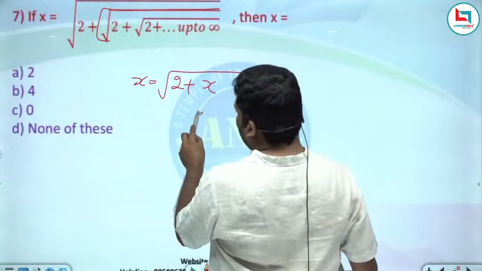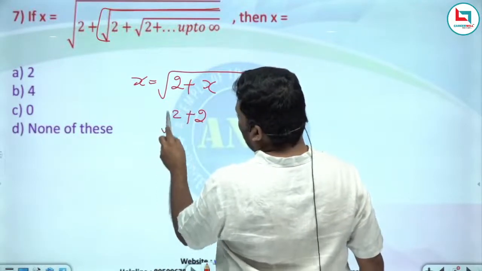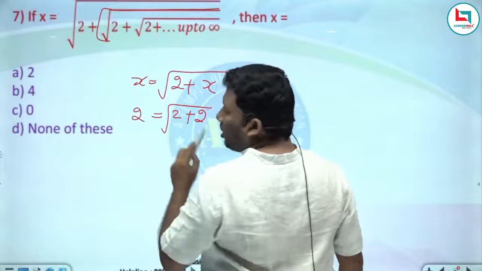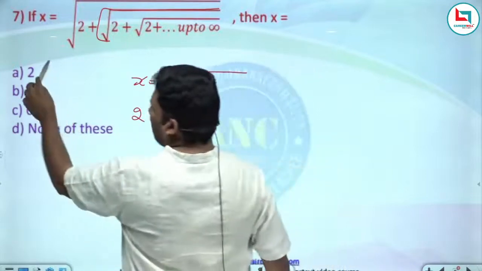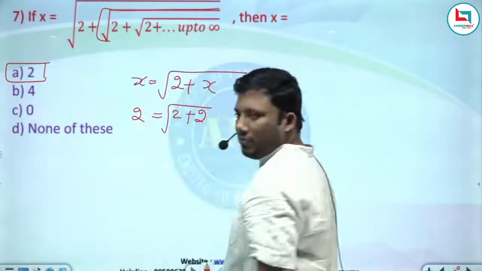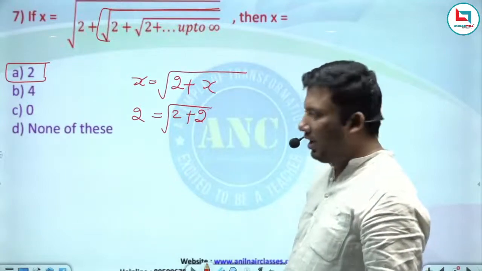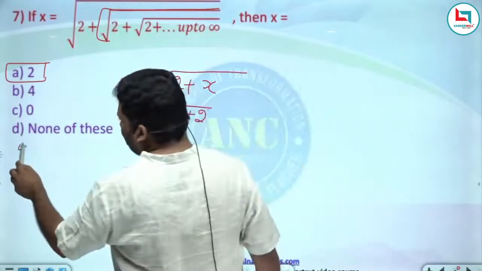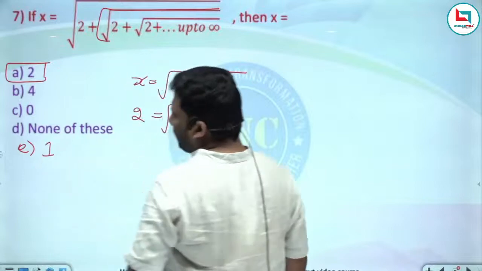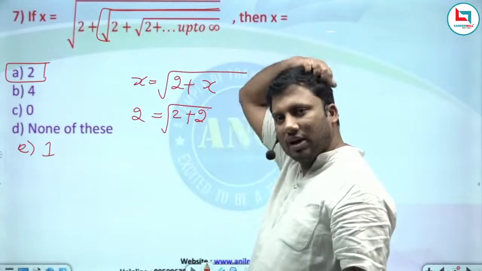First one, if I keep it 2: 2 plus 2, root of 4. Root of 4 is, square root always gives a positive value, so the answer is 2. I hope the idea is clear. Suppose there is an option 1.